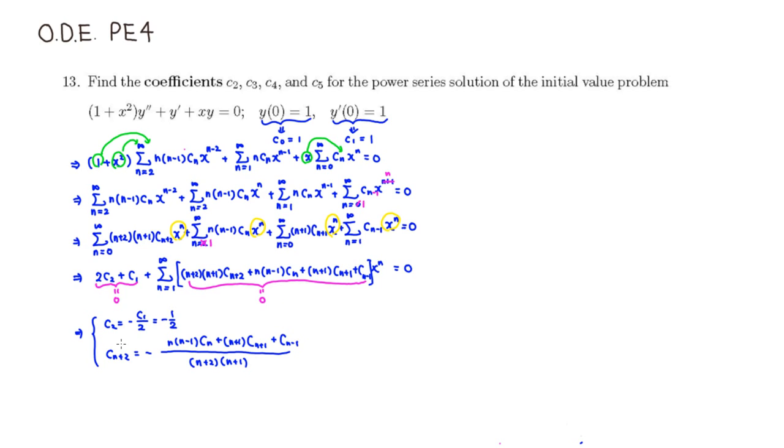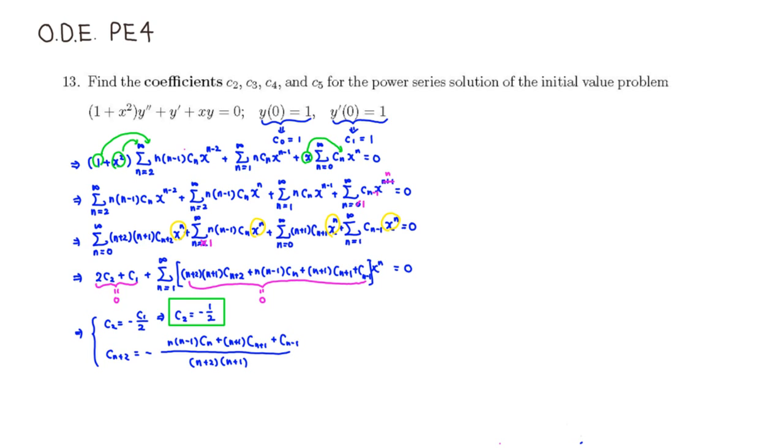So we already found C2. Maybe I should write it this way: we found C2 to be negative 1/2. So I'm going to just box it out so that we have the value there. All right, then let's find C3.